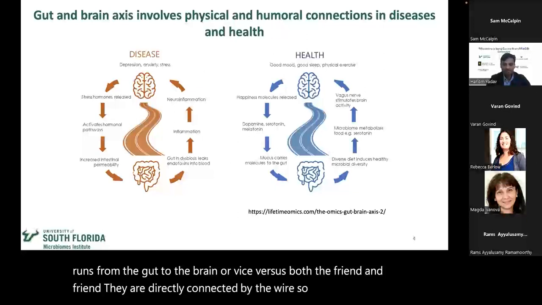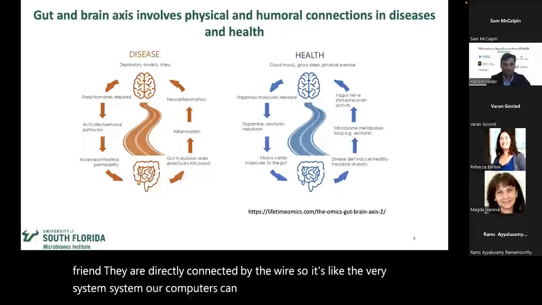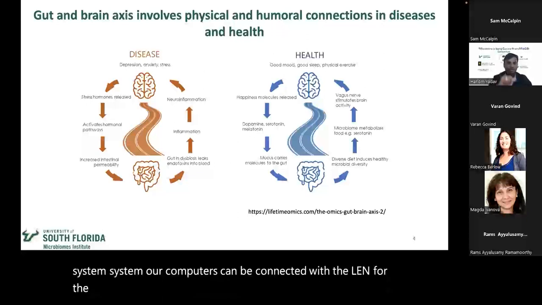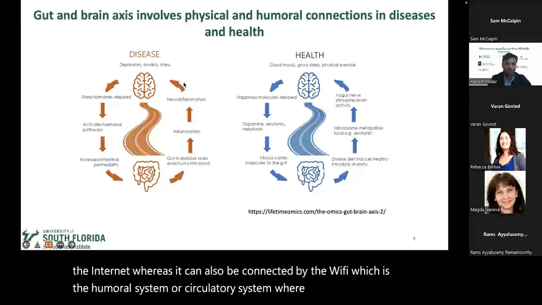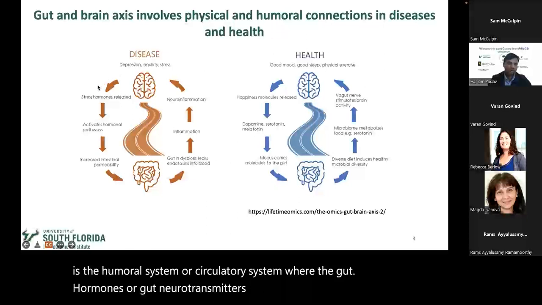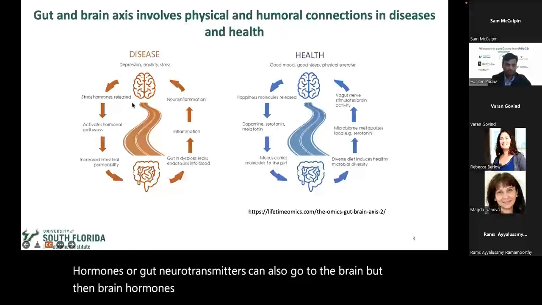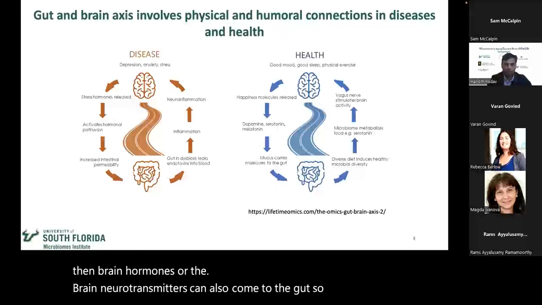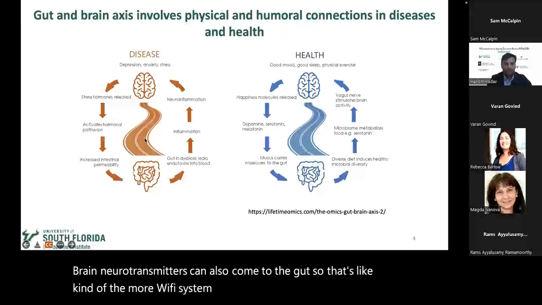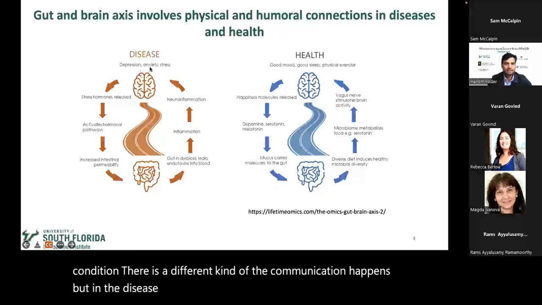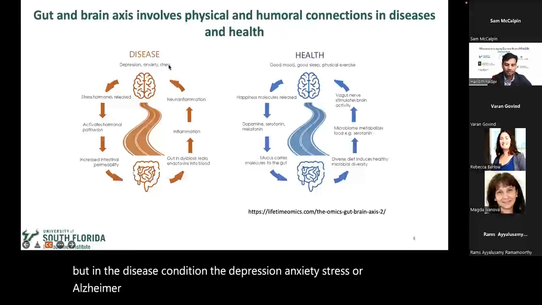So it's like the very same system. Our computers can be connected with a LAN cable for the internet, whereas they can also be connected by Wi-Fi, which is the humoral system or circulatory system, where gut hormones or gut neurotransmitters can go to the brain, and brain hormones or brain neurotransmitters can also come to the gut. So that's more of a Wi-Fi system. They do influence each other in the healthy condition. A different kind of communication happens in disease conditions like depression, anxiety, stress, Alzheimer's, or any other brain abnormalities, including stroke or TBI; these communications take different forms.